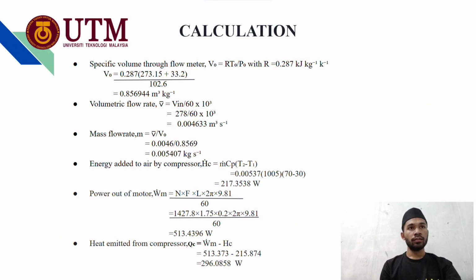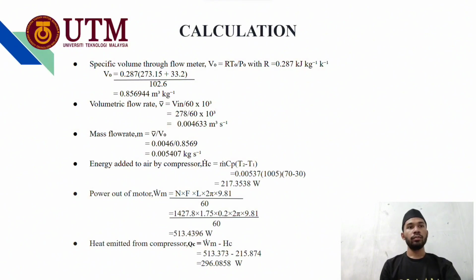Next, the volumetric flow rate. The formula is V bar equals V in per 60 multiplied by 10 to the power of 3. The value for V bar is 0.004633 meter cube per second. Third, the mass flow rate. The formula for mass flow rate is m equals V bar over V0. The value for the mass flow rate is 0.005407 kg per second.